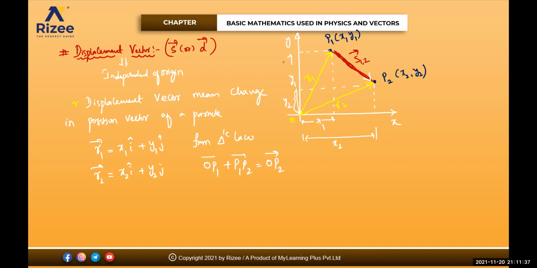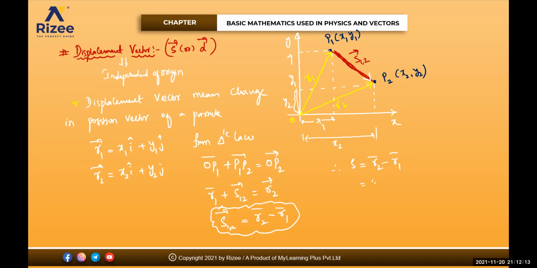Okay. Now O to P1 is how much, beta? R1 bar, plus P1 to P2, which is the displacement vector. O to P2 is nothing but R2 vector. Now take out the displacement vector S12. Displacement vector will be equal to how much? R2 bar minus R1 bar. Isn't it? So this is your displacement vector. Therefore, S is equal to R2 bar minus R1 bar.